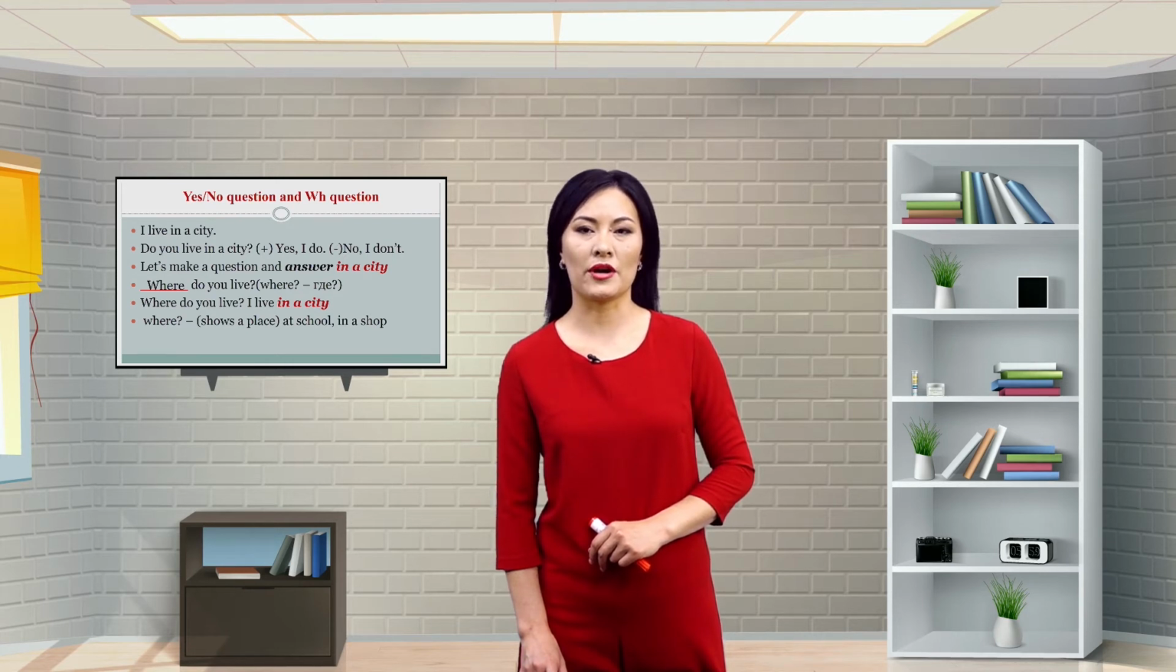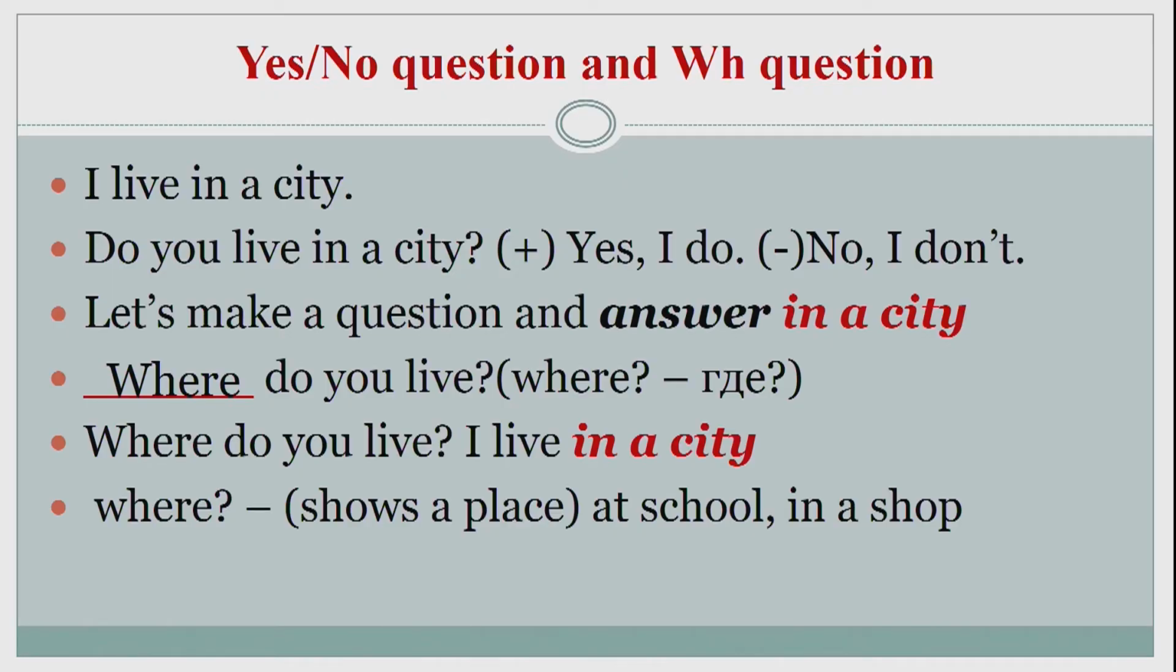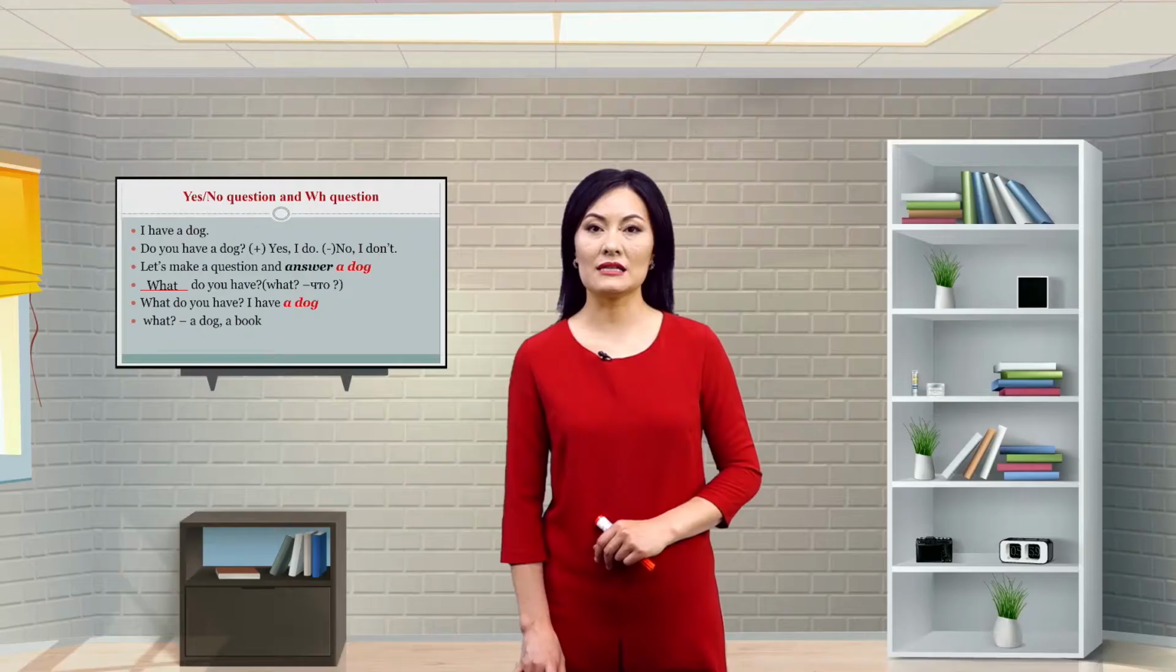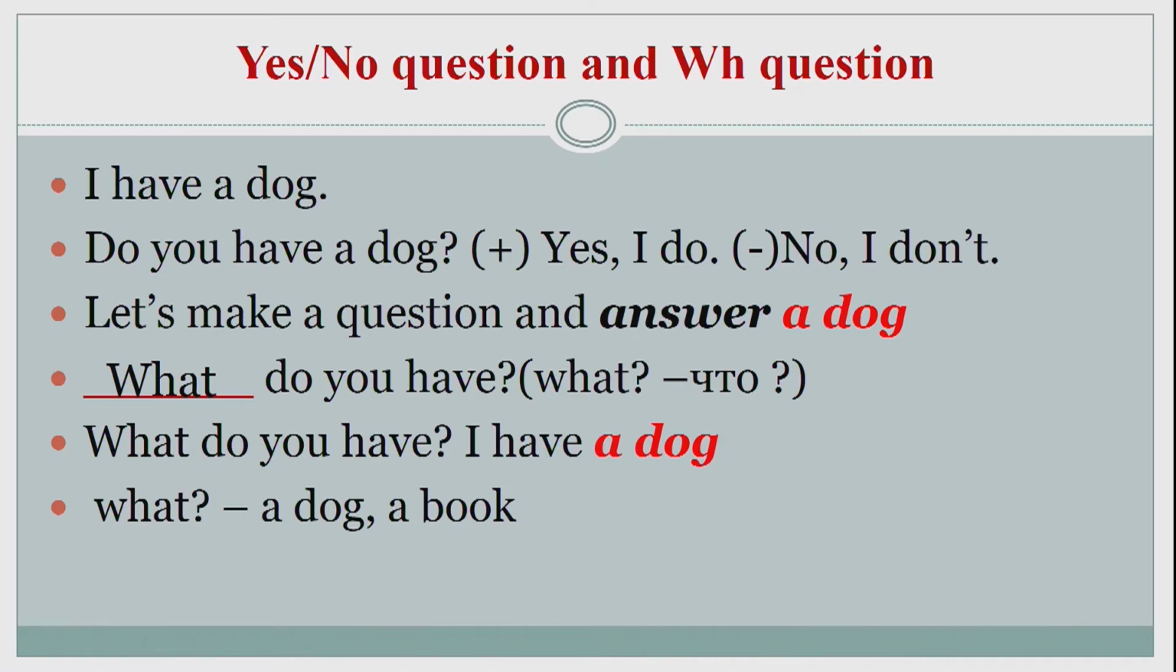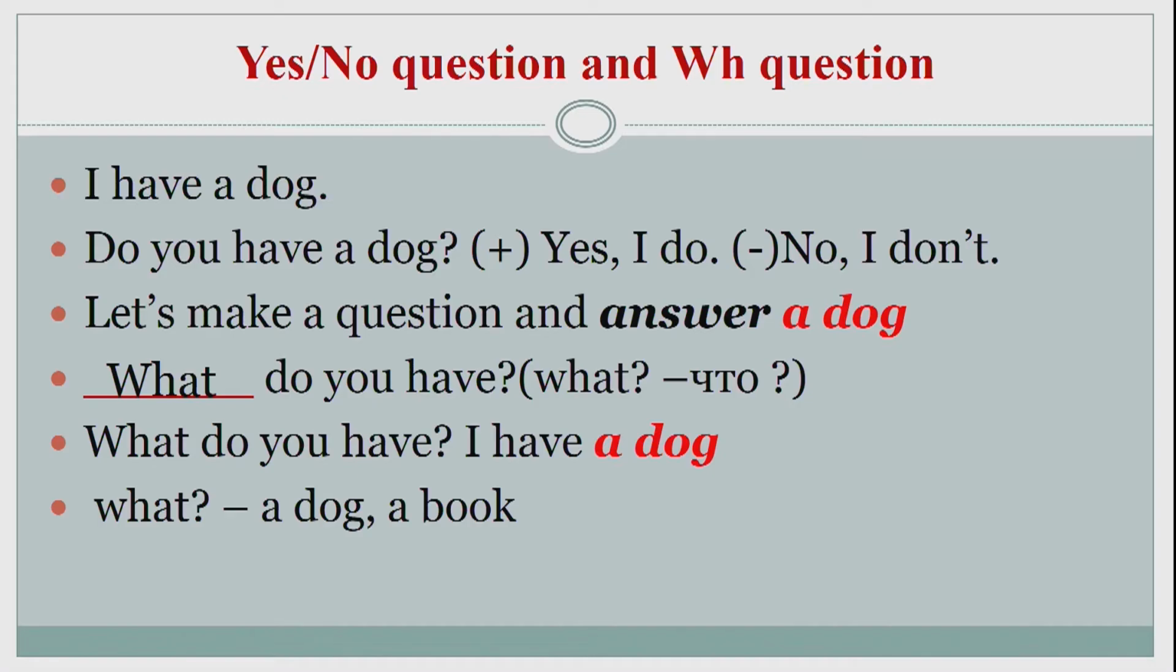Question word where shows a place. Where? In a shop. Where? At school. I have a dog. Ask a yes/no question. Do you have a dog? Yes, I do. Now make a question to the answer. A dog. What? What do you have? A dog. A cat. What? A pen. What? A book.